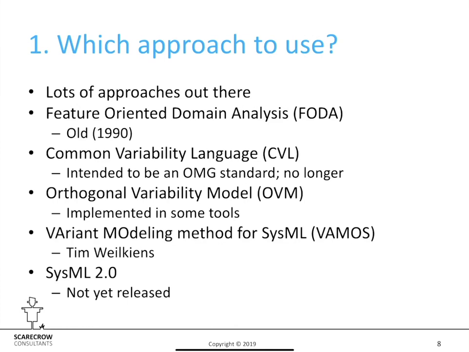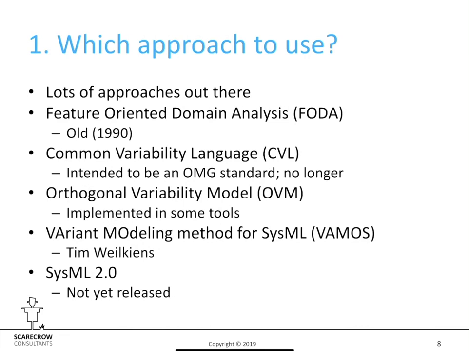There's a thing called feature-oriented domain analysis, but that's quite old. That's, crikey, 30 years old now. Crikey, were the 90s that far away? We've got something called common variability language. That was something that the OMG, the Object Management Group, were working on, and they were hoping to publish it as an OMG standard in the same way that they publish UML and SysML. But that's fallen by the wayside.